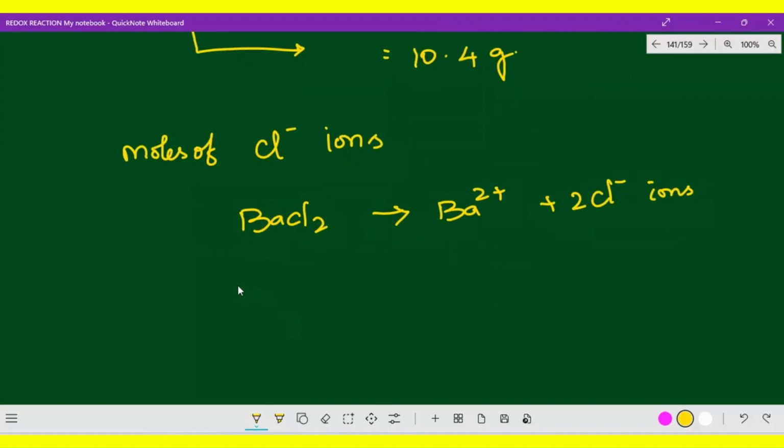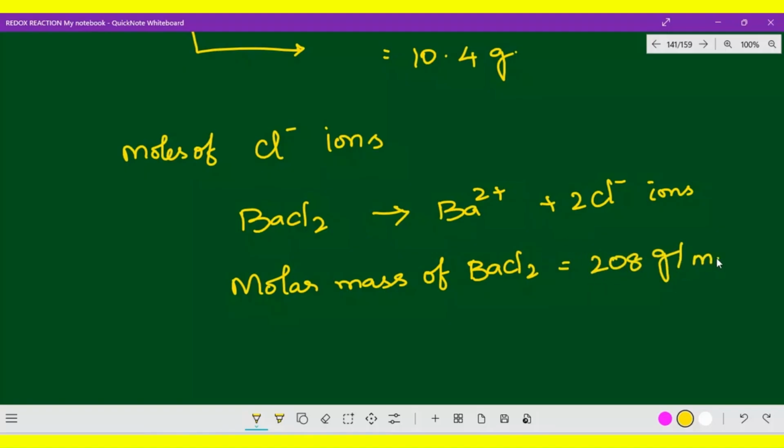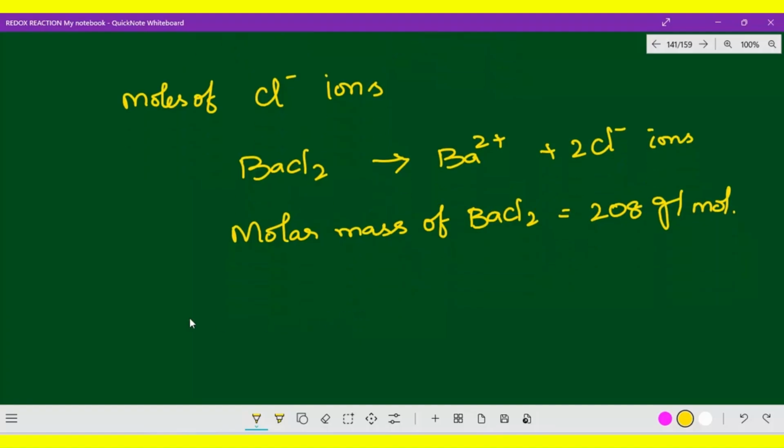So molar mass of BaCl2, how much? Ba is 137 gram per mole, and chlorine is 35.5, so altogether 2 times 35.5. When you calculate together, it is 208 gram per mole. You just calculate it so that it will be easy. Otherwise, it will take a longer time to complete this video because it is 10 questions at a stretch. Some questions are bigger, those are important questions also.